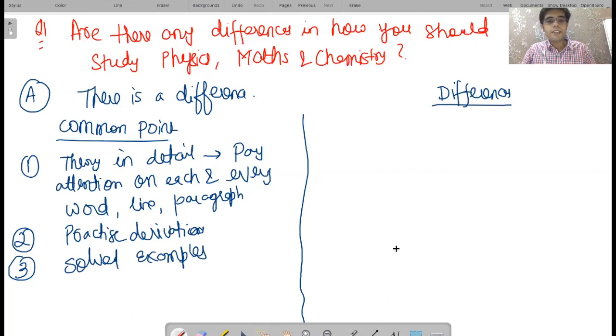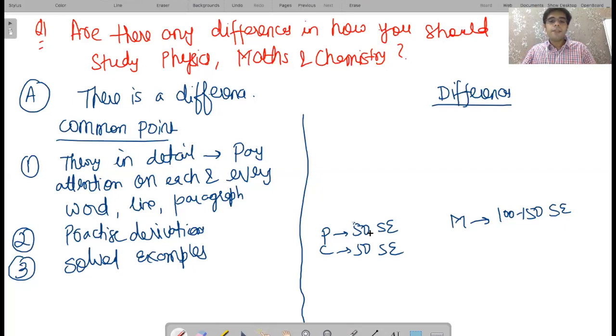But here is the difference. In physics and chemistry, I'll recommend around 50 solved examples per chapter. But for maths, I'll recommend 100 to 150 solved examples, because maths is learned through examples. Maths does not have many concepts. The concepts are very limited in maths, but the variety of questions that get formed in maths is very high. But the concepts are limited.